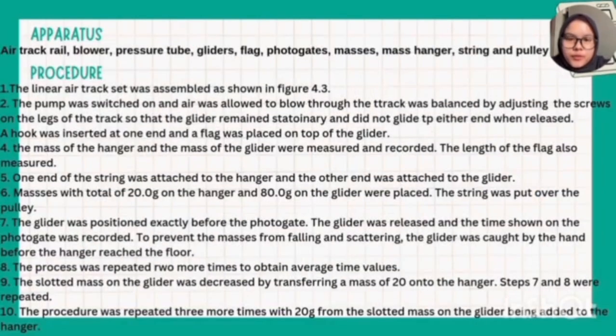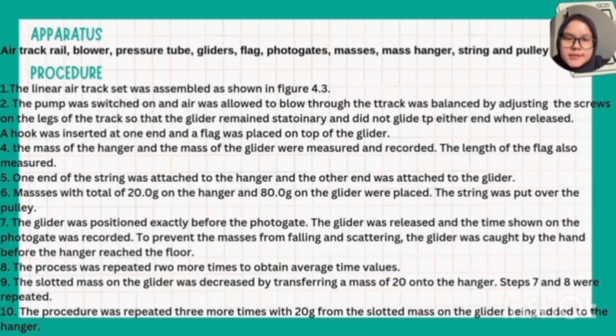Okay, so now we move to the apparatus. The apparatus needed in this experiment is an air track, blower, pressure tube, glider, flag, photo gates, mass hanger, string, and pulley. Okay, so the procedure is as follows.